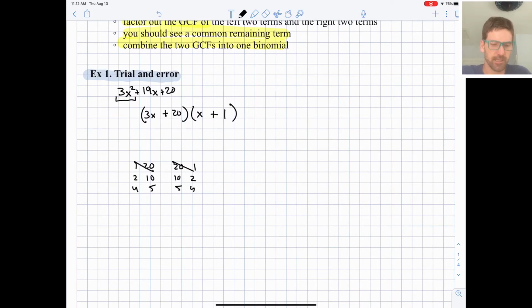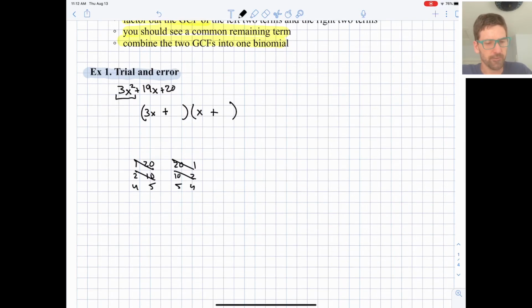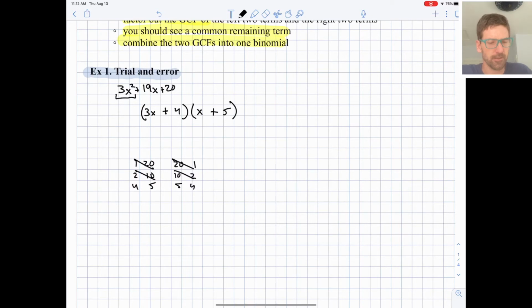2 and a 10, or a 10 and a 2. If I put a 2 here, 10 times 3 gives us 30. That's not going to get us close to 19. 10 and a 2: 2 times 3 is 6, plus 10x is 16. That doesn't get us there either. So these guys are not working. 4 and 5. 5 times, hey, it looks like we might have gotten it. So 5 times 3 is 15, plus another 4x is 19. So that gives us the 19 that we're looking for.